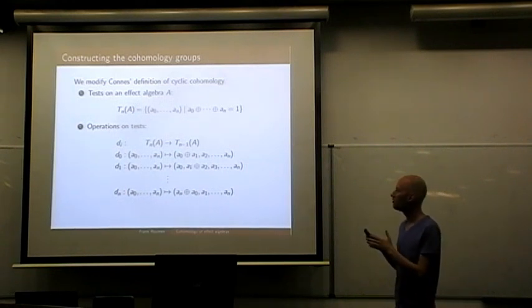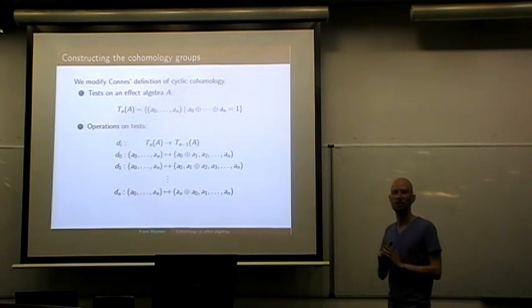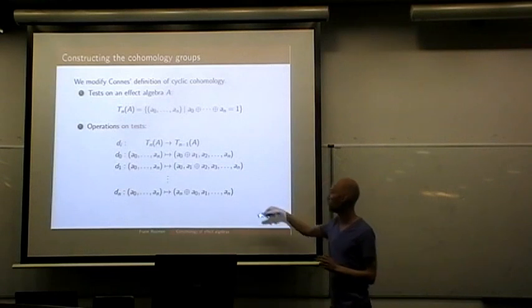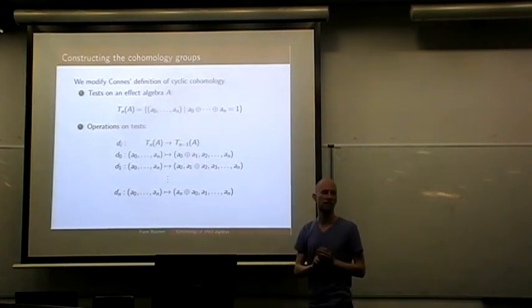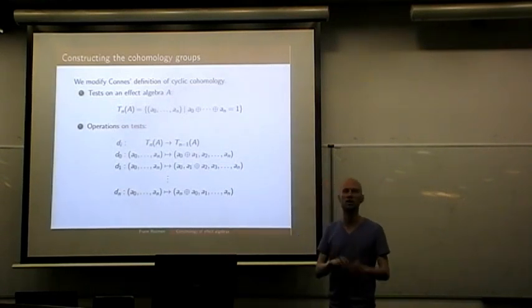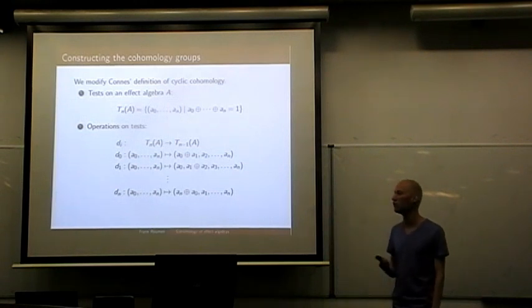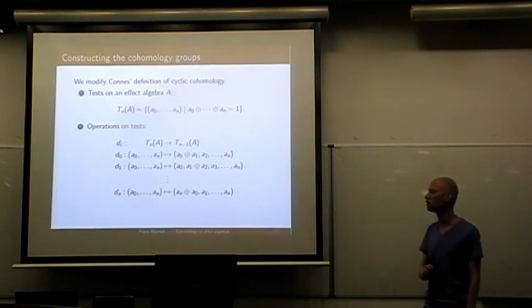The reason why we look at this is that the tests encode the elements of the effect algebra, and this operation encodes the addition in the effect algebra. So we try to encode as much information as possible of the effect algebra in the cohomology groups, and in this way we encode the addition.